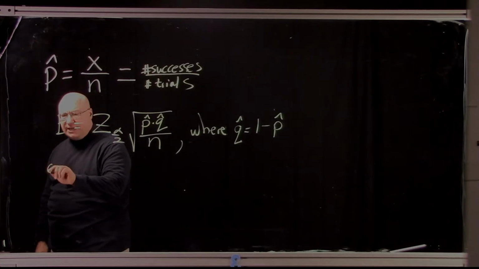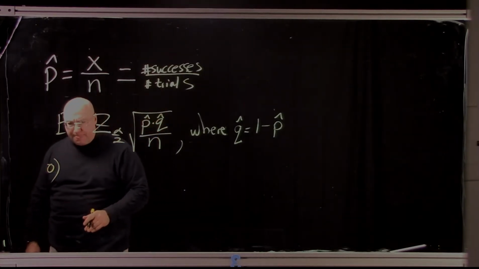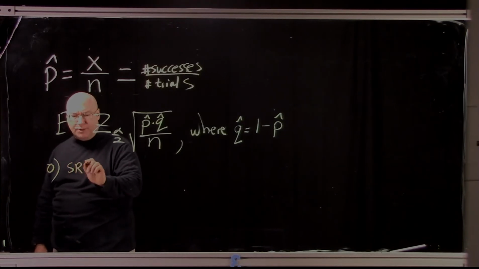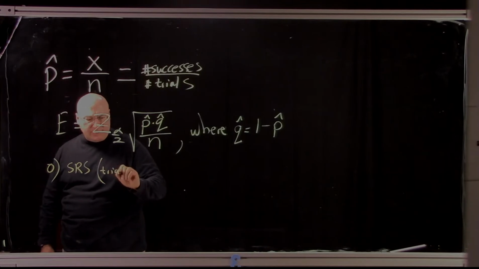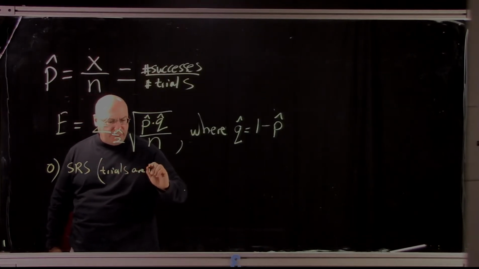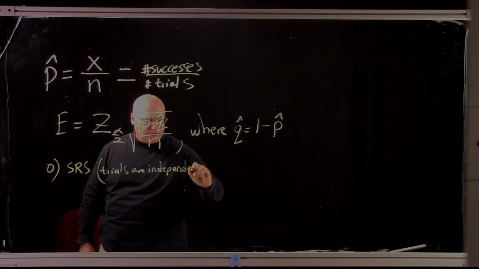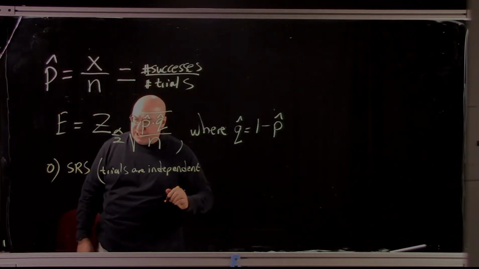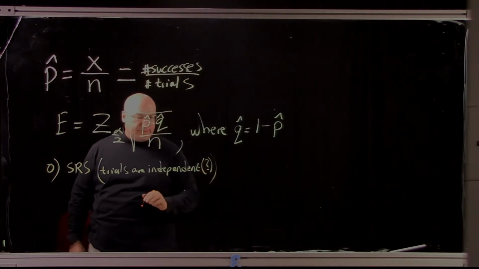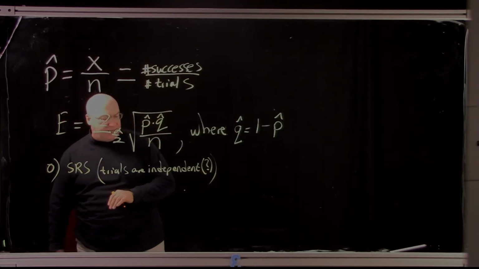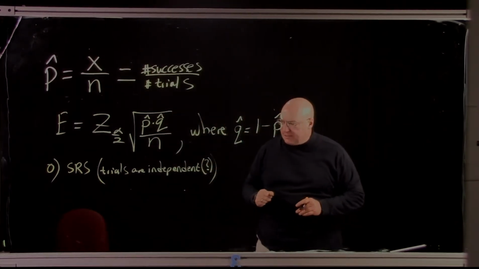Step 0 is where we check to make sure what we're doing makes sense. And I say here that it's a simple random sample. So that's really saying that the trials are independent and the probability is the same each time, right? That's what you need. And I'm going to put a little question mark here because there is a bit of an issue there that we're going to come back and explore later. But right now we're going to say, yeah, we have what we need. It's a simple random sample.